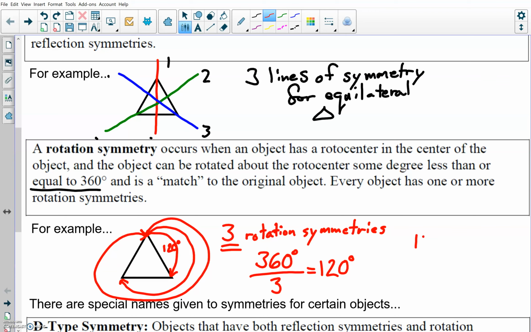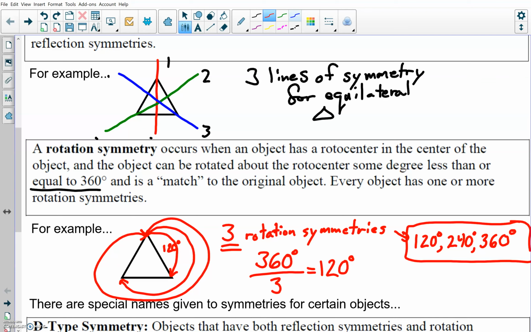So you start that out. And then you add that number to itself. So 120 plus 120 gives you 240. And then you add 120 to that number and you get 360. With all of these, you should always reach a point where you're getting to 360 and that's where you stop. So these would be your 3 rotation symmetries.